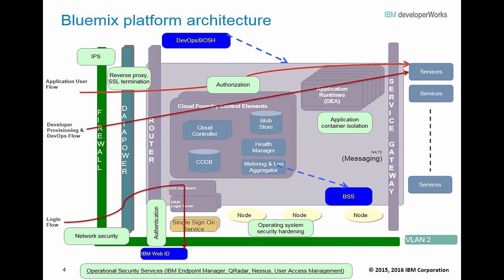Similarly, while provisioning a service instance on the cloud and executing DevOps on an application running in the cloud, the request goes through the firewall and the DataPower appliance to the router. The router then routes the request through the Cloud Foundry control elements, through the Droplet execution agent, and through the service gateway to the service instance on the cloud. So let us walk through the Cloud Foundry control elements.